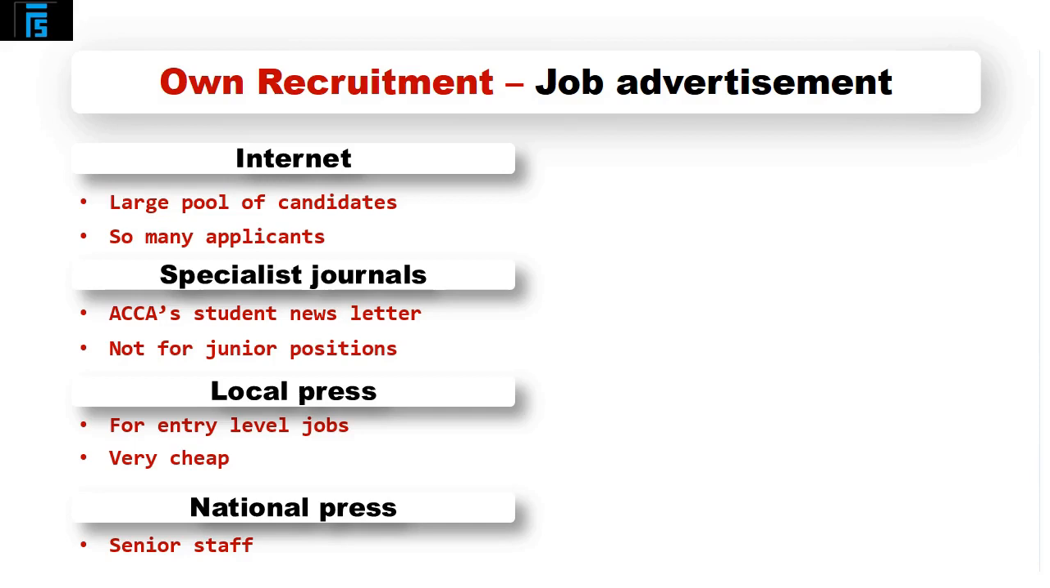So all of those are good in different ways. The internet is good because it's relatively cheap and you reach a lot of people. Specialist journals are good because they're relatively cheap and they get to people with particular skills and experience. Local press is relatively cheap and it gets to people with very little experience. National press is expensive, but it may be the only way of the people you are interested in actually finding out about your job. So they're all good in different ways.